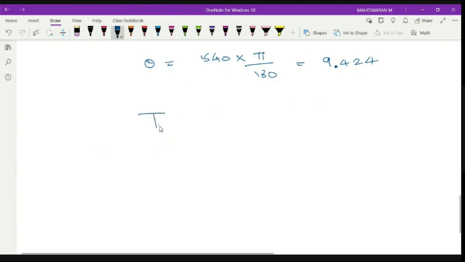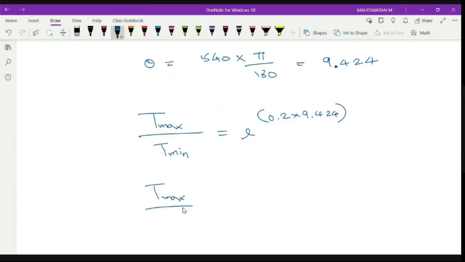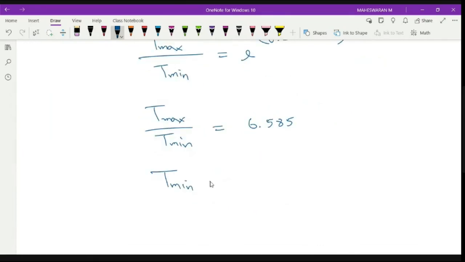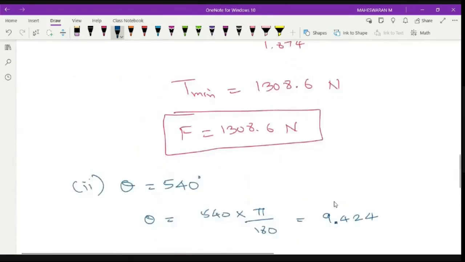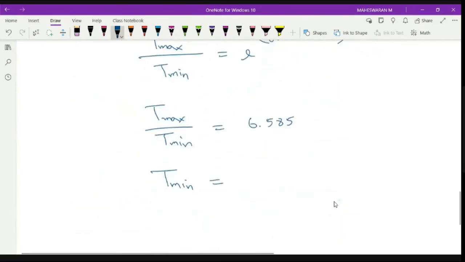Again, T max by T min is equal to e power 0.2 into 9.424. You're getting T max by T min equal to 6.585. So T min will be equal to T max divided by this, and T max is already known, which is 2452.5.